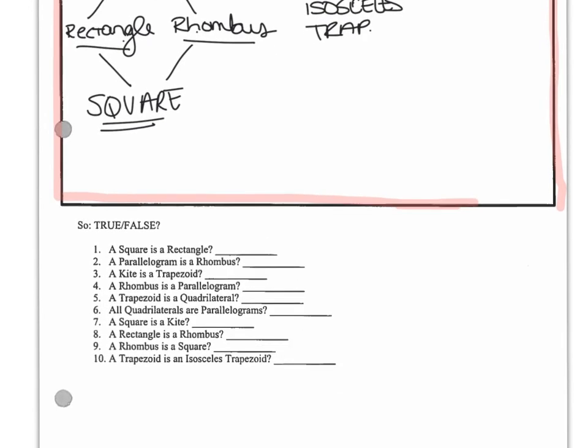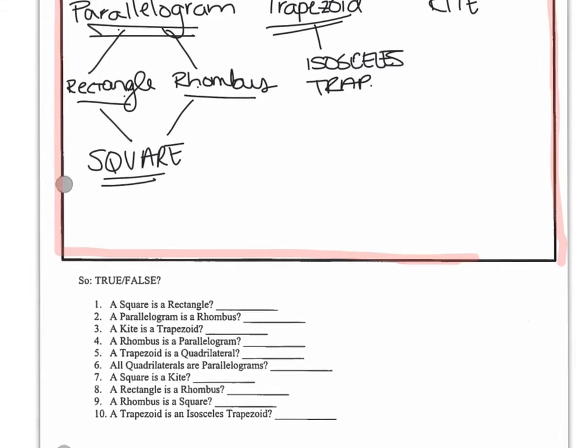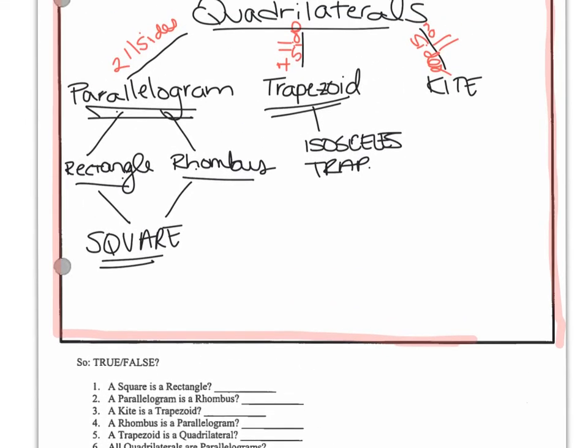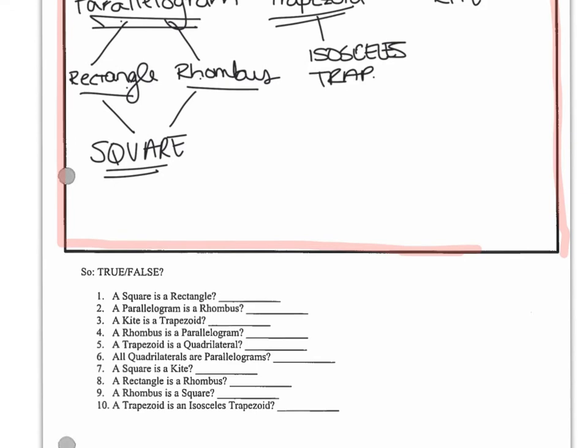But let's get rolling. Let's look at these true-false questions. Number 1, a square is a rectangle. So if I look at my family tree, is that true or false? That's true.